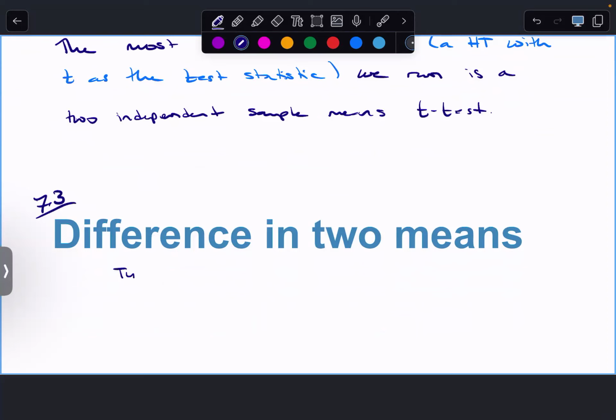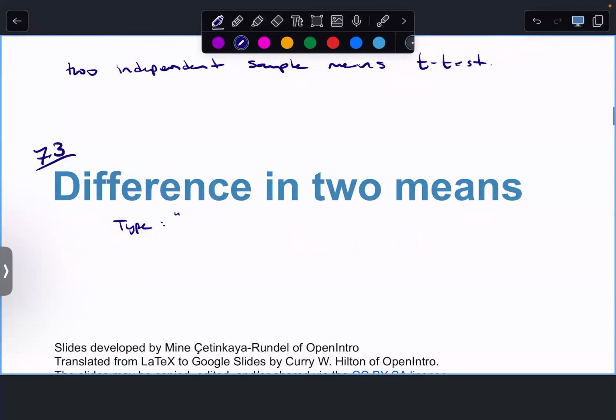So in terms of the type, instead of saying 2 independent sample means t-test, I guess I did call it that. Independent, how do I spell independent, sample means. 2 independent sample means is what I call this type of question that we're about to do.